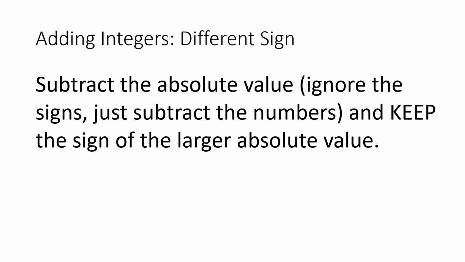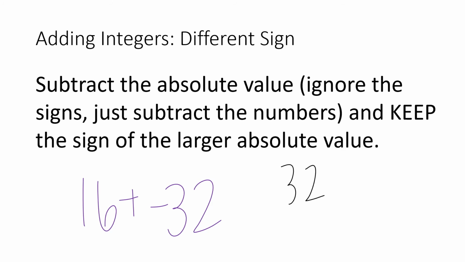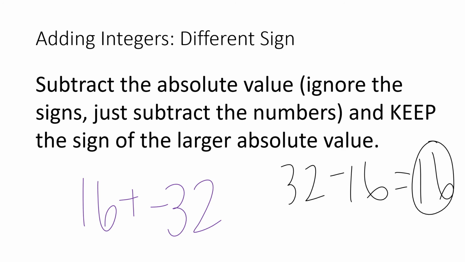So even if you had something like 16 plus negative 32, we're still going to be subtracting their absolute value. So finding the difference between 32 and 16. The order doesn't matter when we're doing that. The difference is 16. That's how far apart they are. But if we're starting at positive 16 and we're going negative 32, that means our answer is going to be negative. So the difference is 16, but we're going to keep the sign of the larger absolute value. The larger absolute value would be the negative 32, so our answer is negative 16. We're keeping that negative sign.